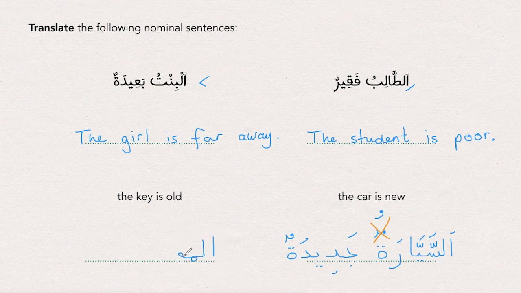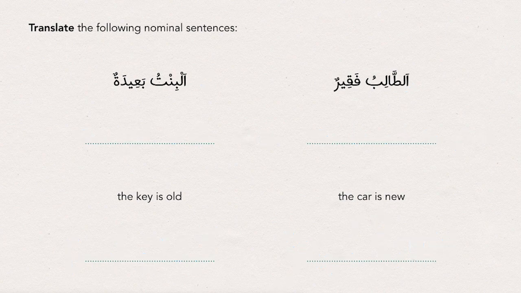And the last one, the key is old. Al-miftahu qadimun. Al-miftahu, that's a definite noun, and it's also masculine. So that means qadimun will be masculine too. Brilliant. So if there's two takeaways from this lesson, it's that indefinite and definite have got to disagree, and gender has got to agree in these nominal sentences, which some people, when you start learning the Arabic terminology, would call a jumla ismiya.